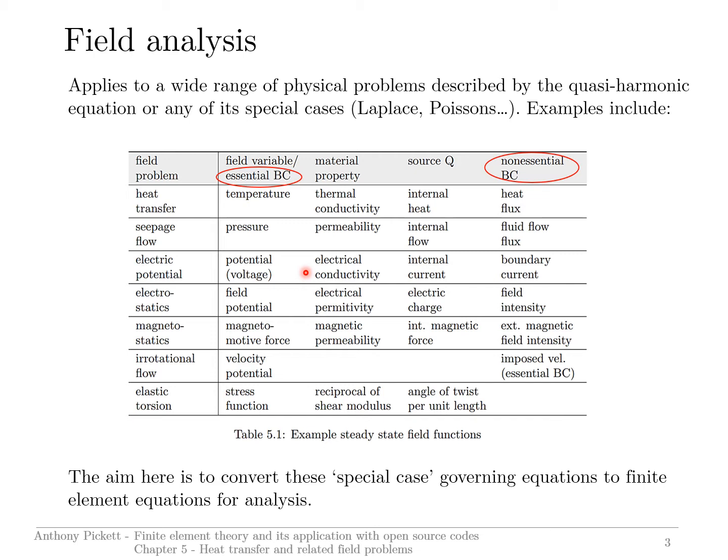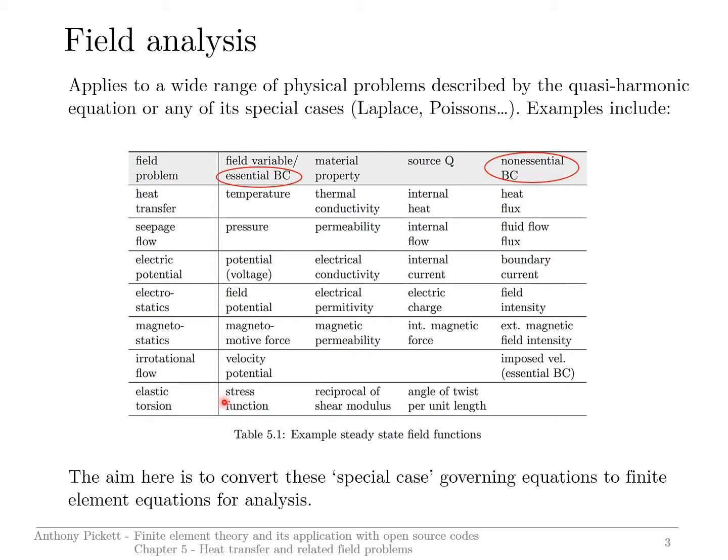There are two types of boundary conditions for these problems. We have what's called essential boundary conditions and also non-essential boundary conditions. The essential boundary conditions are necessary for a solution. So at some points around the boundary of the model of the finite element problem, for example, we will need to define in heat transfer temperature, in seepage flow some kind of pressure, and so on. I've listed the other ones here.